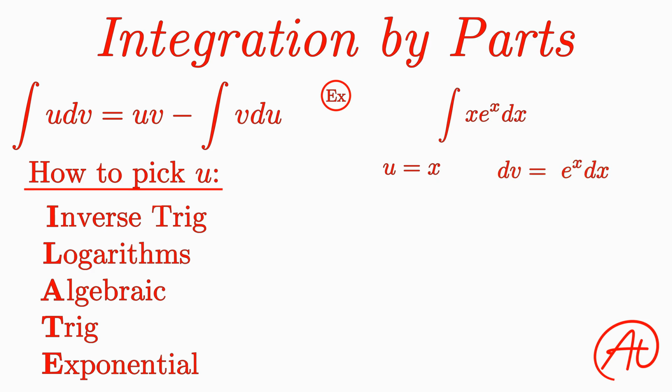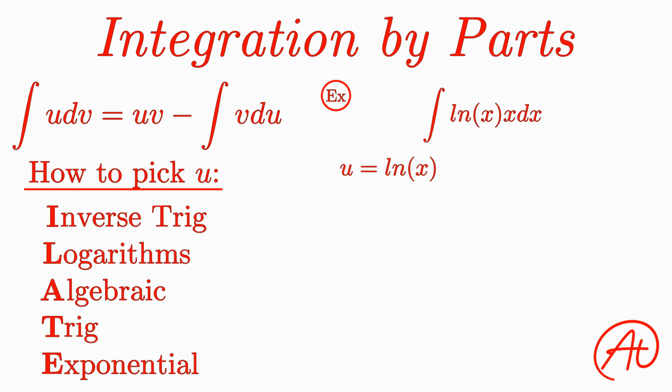But instead of going through this example again, let's see how this works with a fresh example. This time, we want to take the integral of ln of x times x dx. In this case, we have a logarithm of ln of x and an algebraic expression of x again. Since logarithms appear first in the acronym ILATE, we make that our u this time. Then we'll set dv equal to everything else, aka x dx.